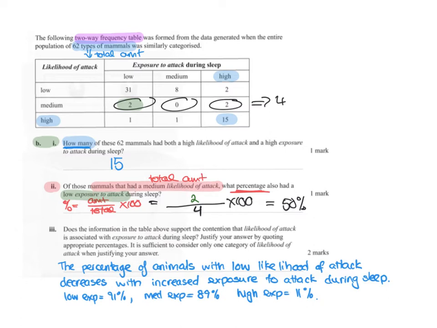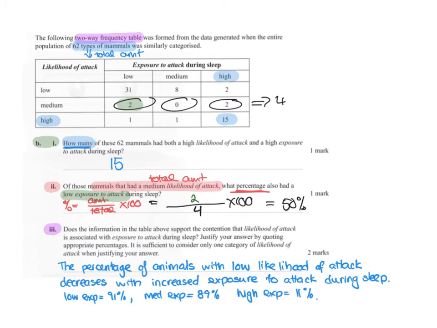And then this question, I'll leave it up because this is important that you copy this so you've got an example. It will say, does the information in the table support the contention? So that's like before when we said, are they associated? So does it support it? Is the likelihood of attack associated to exposure during sleep?